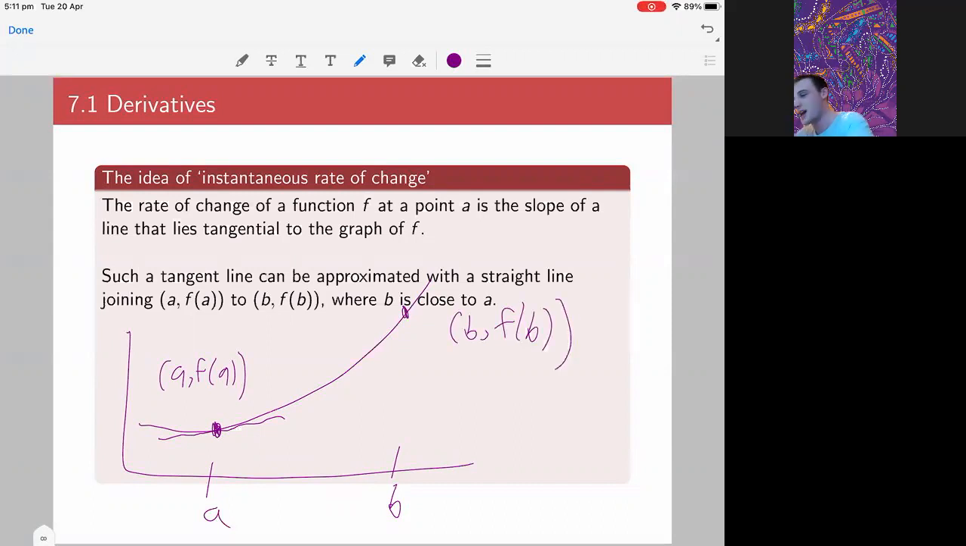The idea is that the tangent line at A should be close to the line that's found by joining the dots between these two particular points here.